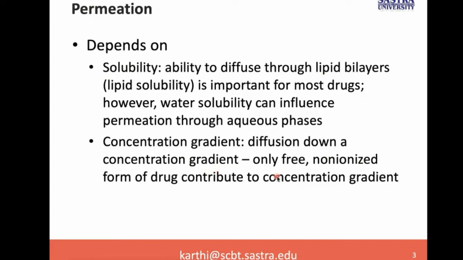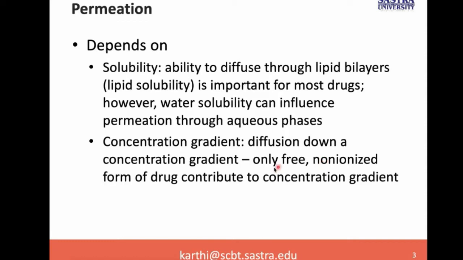The point to remember is that only the free, non-ionized form of the drug molecule can contribute to this concentration gradient. Now you have to relate some concepts we studied in the first unit. We made some calculations related to how much of the drug molecule will be present in its ionized form and how much in its non-ionized form, with the help of the Henderson-Hasselbalch equation, the relationship between pKa and pH, right? So here, for the concentration gradient, which type of drug can contribute? Only the free and non-ionized form of the drug molecule. We already studied that the ionized form of the molecule will not contribute to entering into the cell. It can contribute to elimination of the drug molecule.